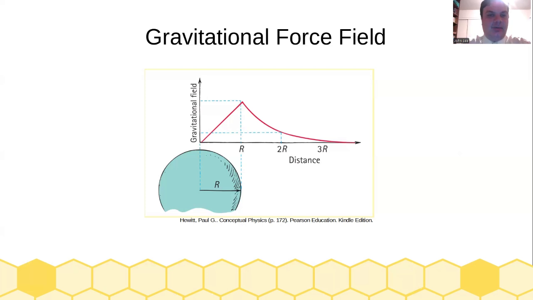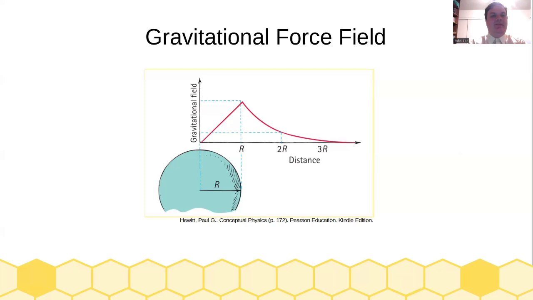If you look at the highest point of the gravitational force field, you will see that's at the surface of the planet. But as you get farther away, it goes down according to 1/d squared. So if you look at R, the force field at R is going to be 4 times as much as the force field at 2R and 9 times as much as the force field at 3R.